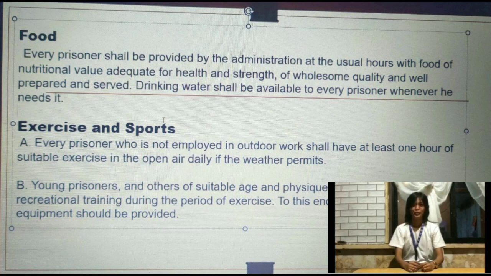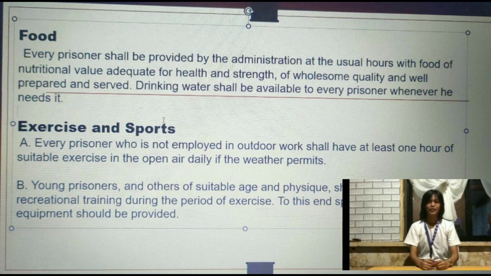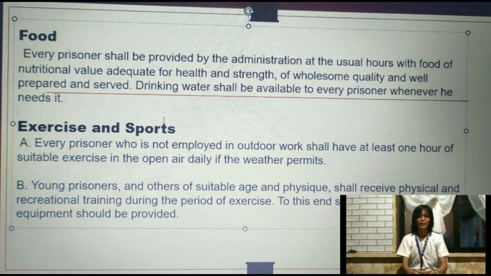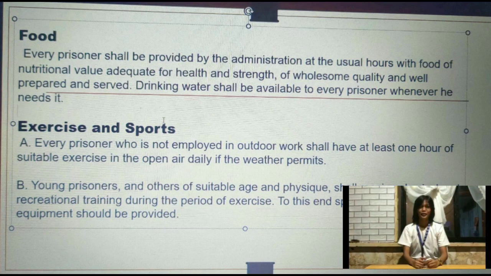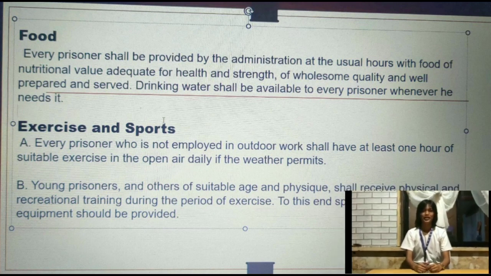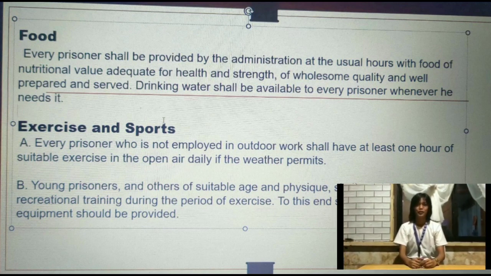So, doing exercise and playing sports for at least 1 hour is particularly suggested to those prisoners who are not into outdoor works. B. Young prisoners and others of suitable age and physique shall receive physical and recreational training during the period of exercise. To this end, space, installations, and other equipment should be provided. So, lastly, since all prisoners are recommended to do exercise or play sports, the facilities and equipment needed to do so should be provided.